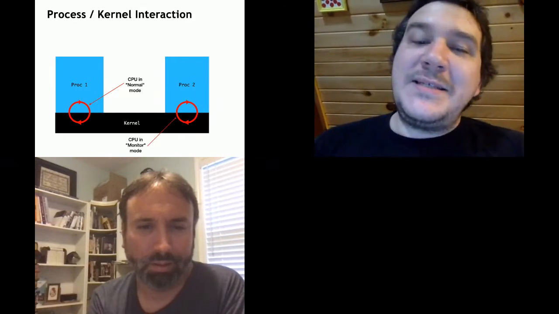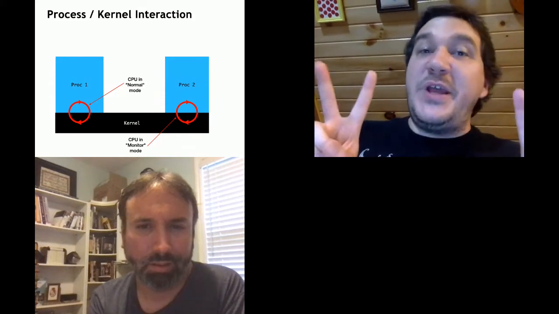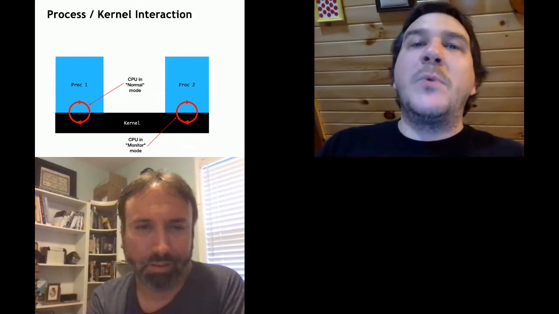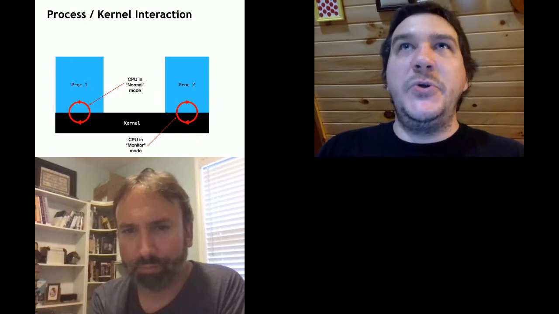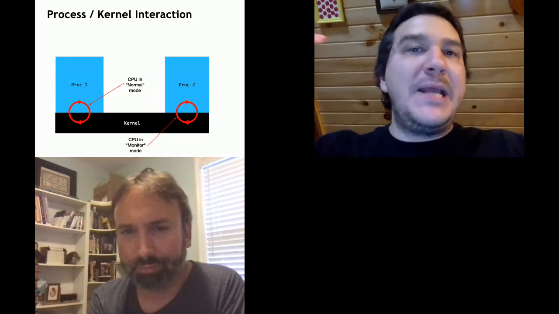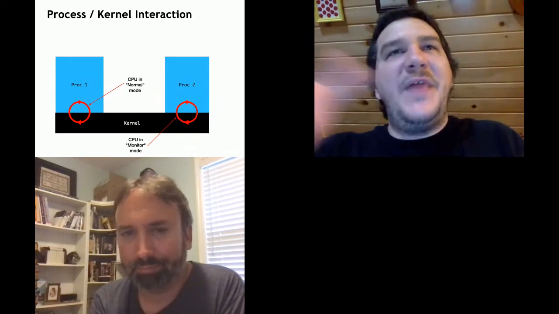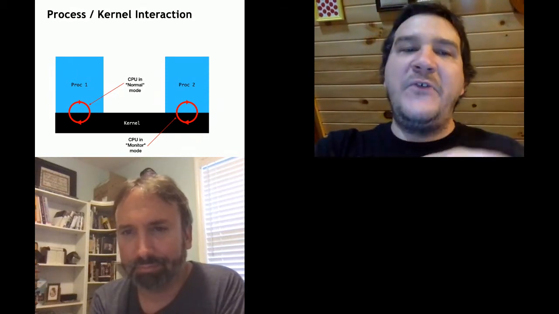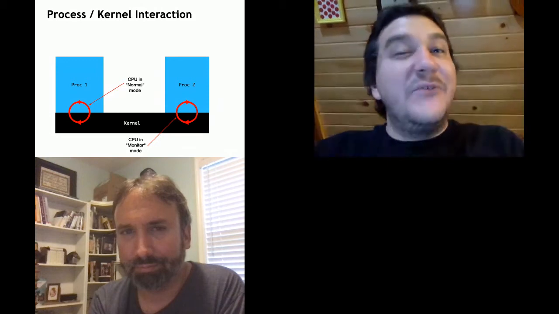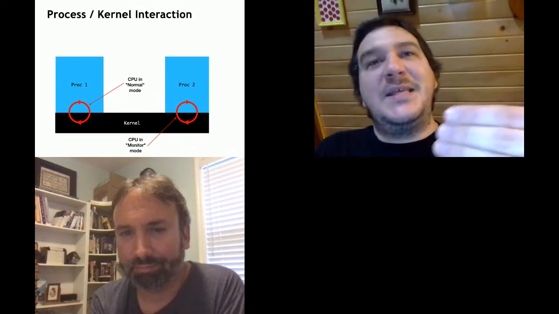When it's running the process, it's in normal mode. There's this special thing called monitor mode that the kernel runs in, and that allows the kernel to access raw memory instead of just virtual memory pages. Because it can do that, the kernel is able to manipulate itself. But the processes only ever use virtual memory. So that's what prevents them from being able to write to the kernel.